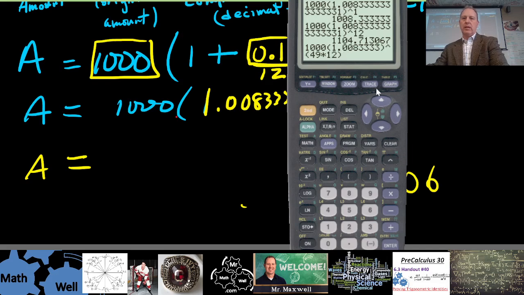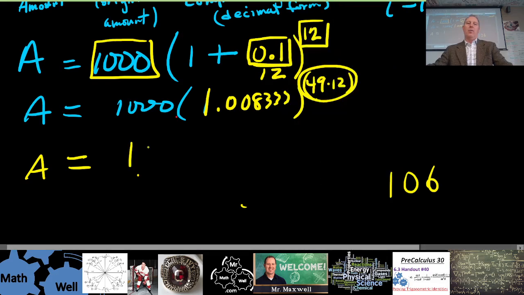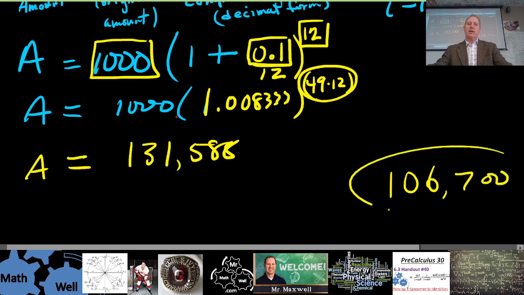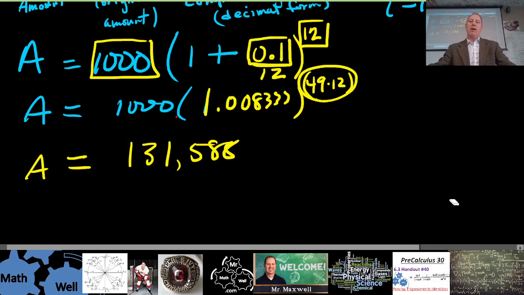Anyways, okay. So let's see. Now this is going to be 131,588. So the old mark was about 106,700 or something like that. Check this out. Just changing the compounding periods, the same percentage, but just the number of times compounding. Look at that. Wow, $25,000 more till your retirement. That's crazy. Okay, so compound interest.